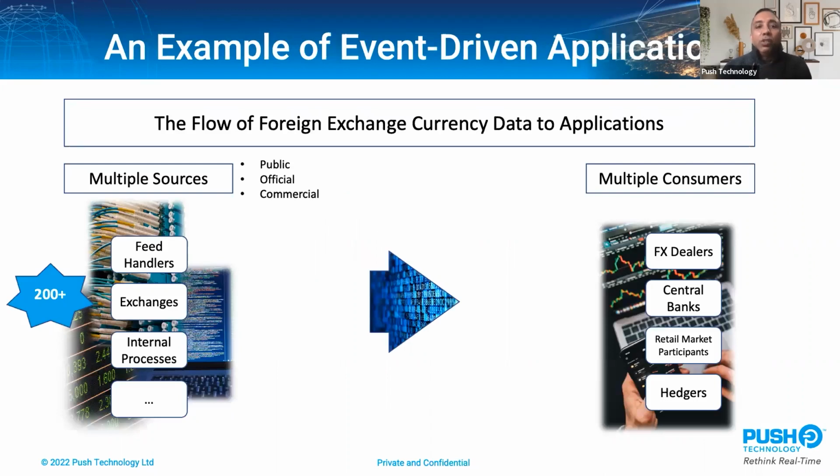In this whole presentation today, I'll be talking primarily about one data source to give an example. Rather than making it theoretical, we'll take foreign exchange data, currency data, and how it flows to the end applications. Usually for companies dealing with Forex, and a lot of large enterprises have a lot of data sources, hundreds of them, and they need to consume data. It could be feed handlers from exchanges or internal processes. And then there are multiple consumers for it. Could be, in this case, dealers or central banks, retail participants or hedgers, and there could be some client applications. So that is the scenario we'll take throughout this presentation today.